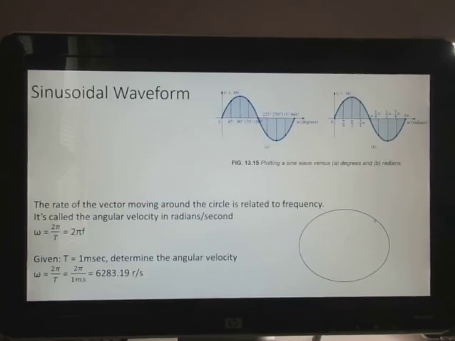The angular velocity is the rate at which the radius vector rotates around the center as shown by the circle. So this radius vector is inside the circle, and then how fast it moves is the angular velocity. So the angular velocity is in radians.